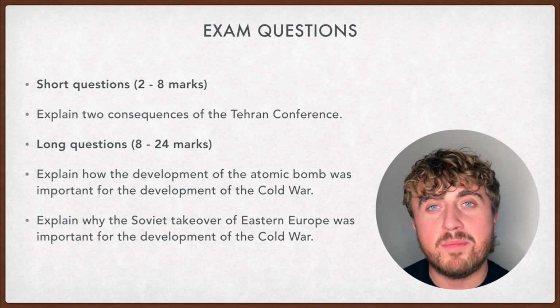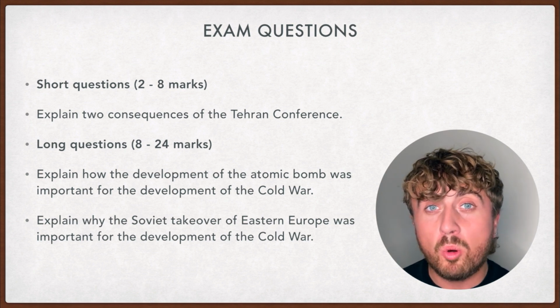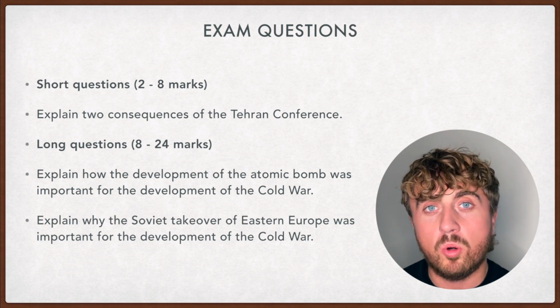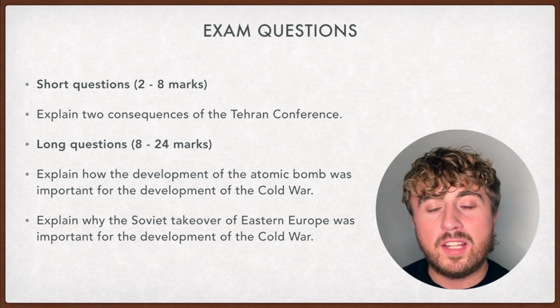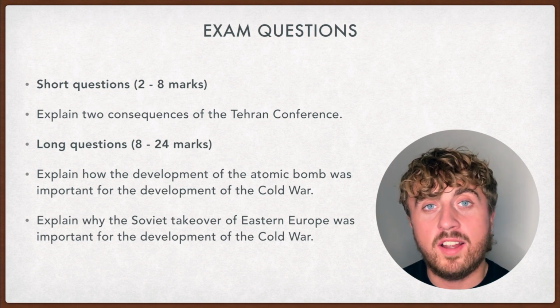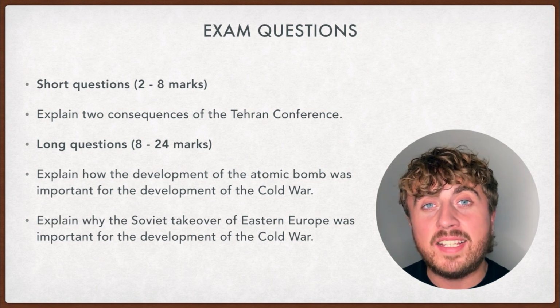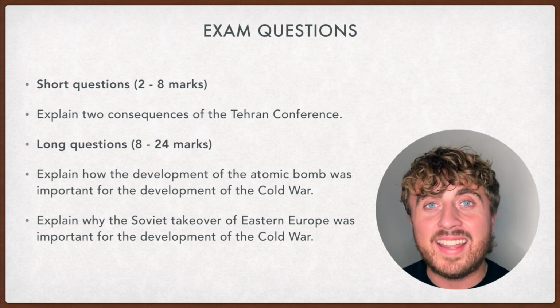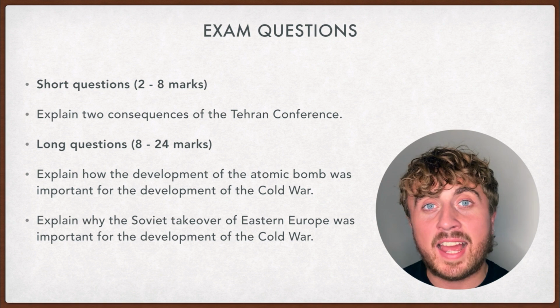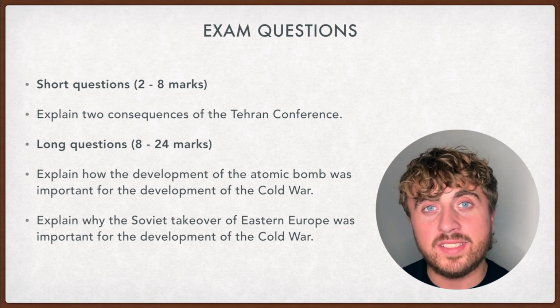A longer question may be, explain how the development of the atomic bomb was important for the development of the Cold War. So your answer needs to go along the lines of the US keeping secrets from the USSR through their development of the atomic bomb. This was mentioned at Potsdam by Stalin. And you could also talk about Japan and the US landing these bombs on Hiroshima and Nagasaki, and what impact this had on worsening relations between the USA and the USSR.